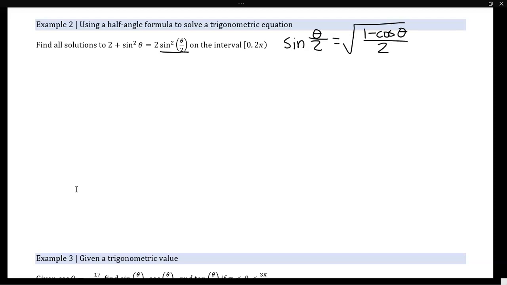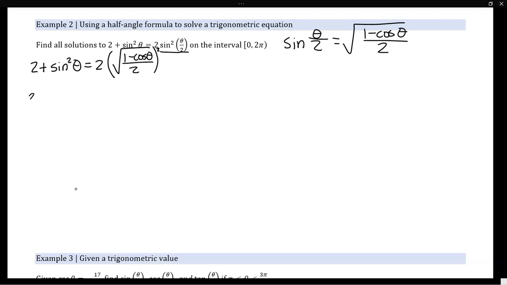So in our equation, we're going to get 2 plus sine squared theta equals 2, and then in the place of sine theta over 2, we're going to put the square root of 1 minus cosine theta, all divided by 2, squared. I'm sorry I wrote it in that way, but that's just going to be squared. So we'll put a square right here.